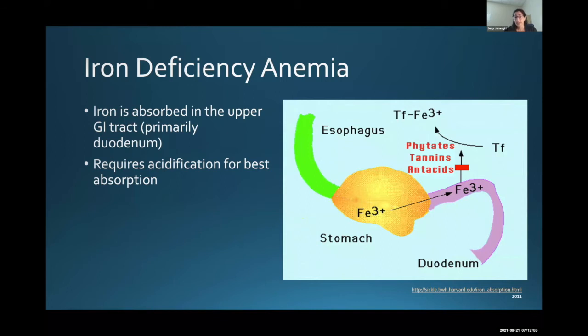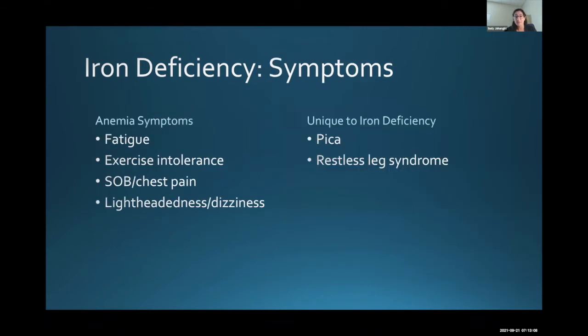Iron is usually taken in and acidified in the stomach and then absorbed in the duodenum. It does require that acidification for best absorption. So anything that either impacts acidification or impacts the stomach or that upper small bowel area can impact iron absorption and cause iron deficiency anemia.